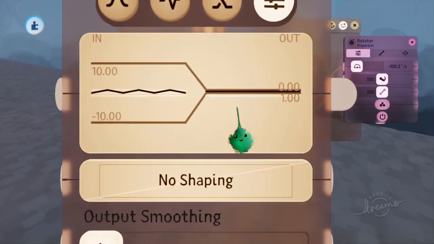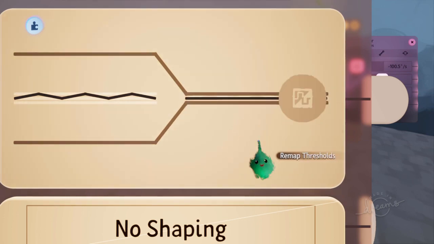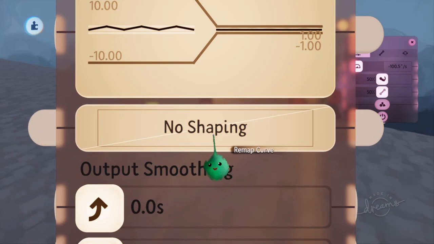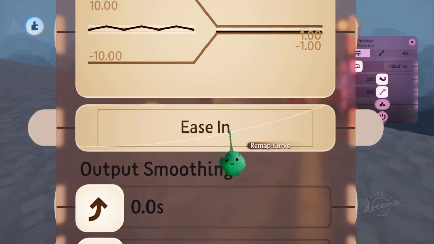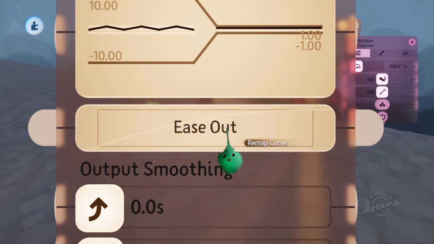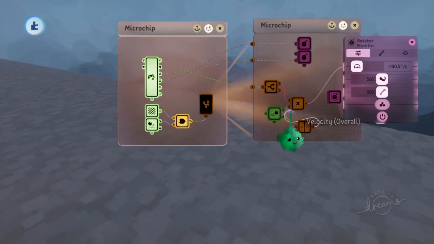Zoom in. So it's going between -1 and +1, but then we can use this to ease out, actually. And we'll just wire that into the multiplication again.